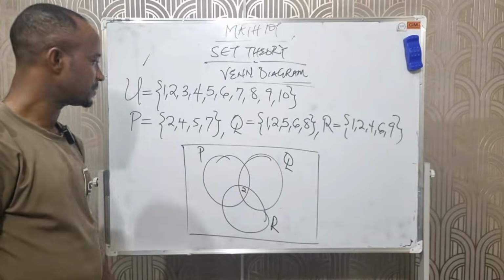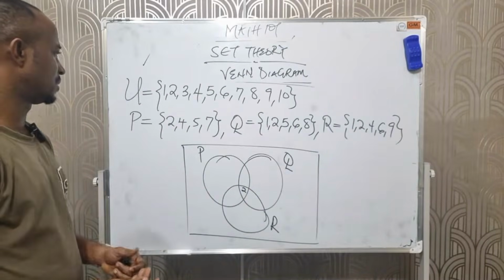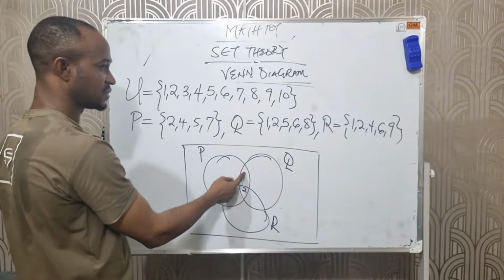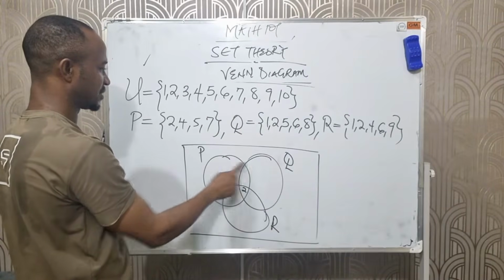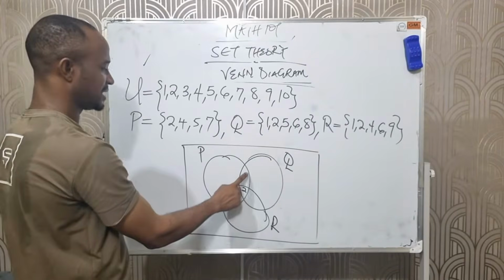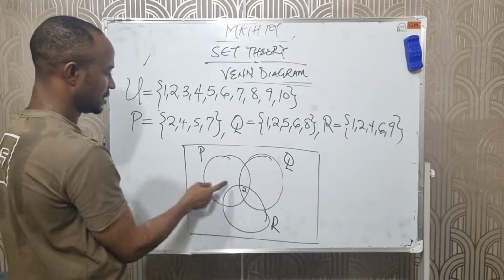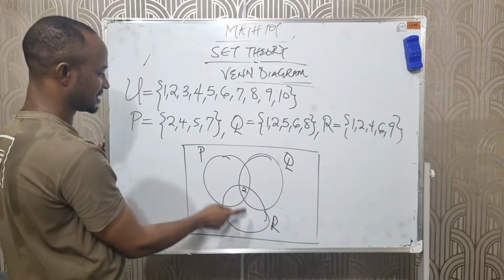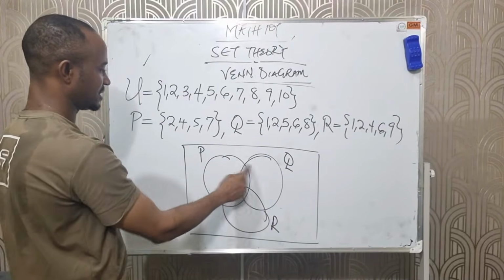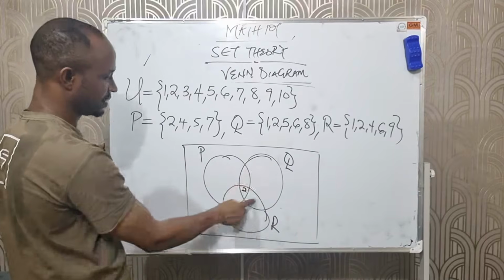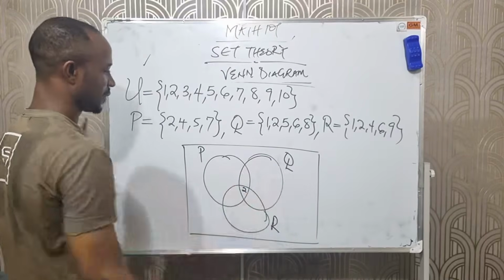P intersection Q intersection R is equal to 2. Now the next step is to bring out the exactly 2 sets. This space here is for P intersection R. This space here is for P intersection Q. While this other space is for Q intersection R.